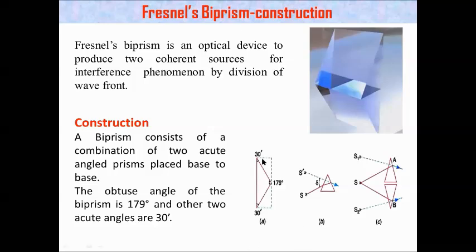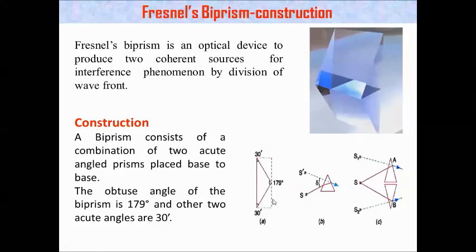A biprism is made of a combination of two acute angle prisms placed base to base. The obtuse angle of the biprism is 179 degree, and the other two acute angles are 30 minutes.